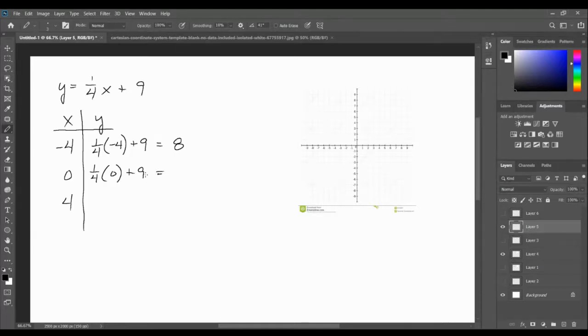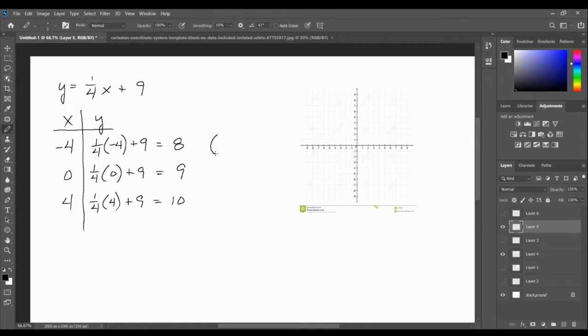1/4 times 0 is 0, plus 9 is 9. So I'm creating ordered pairs here. Now I'll plug in the 4. 1/4 of 4 plus 9. So 1/4 of 4 is 1, plus 9 is 10.